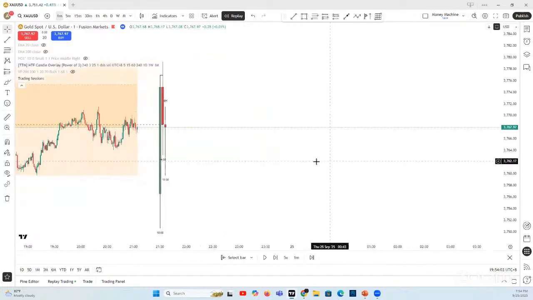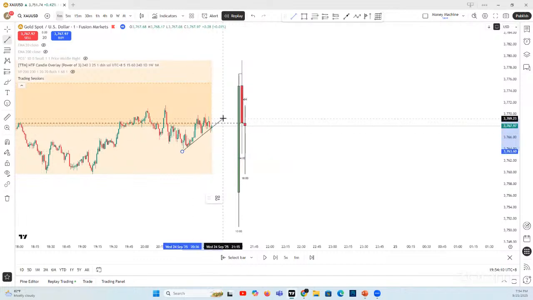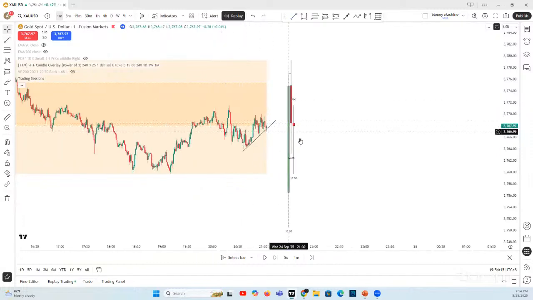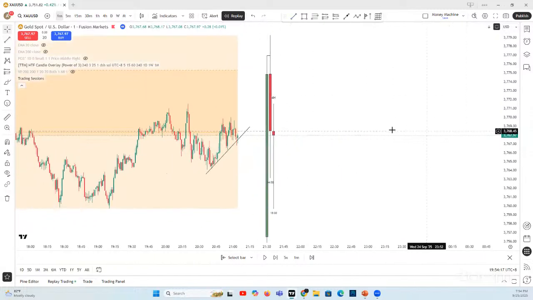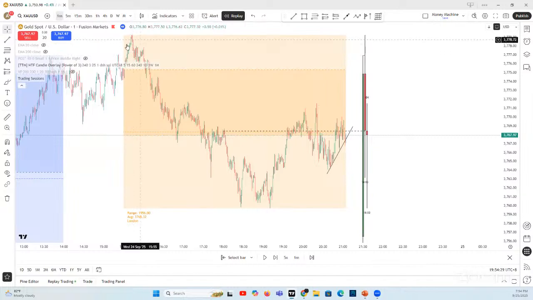So what did I do? I took my trend line and I made this trend line like this. I also have this indicator, the TTM HTF candle overlay. So in the 4 hour, it's now looking like this. It was bullish at that time, in green. It opened there, but it went bearish and closed as a bearish candle.